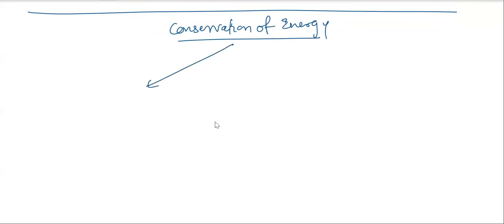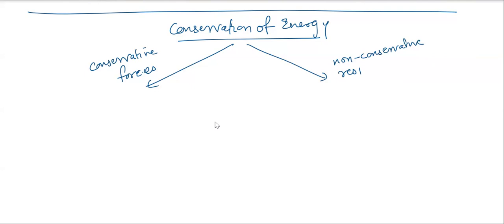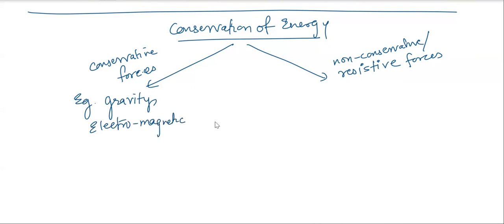Now there are two kinds of forces. One is conservative forces and the other is non-conservative forces. Now, what are those non-conservative forces? Sometimes I also call them resistive forces. Examples of conservative forces are gravity, electromagnetic forces, elastic force, or spring force.